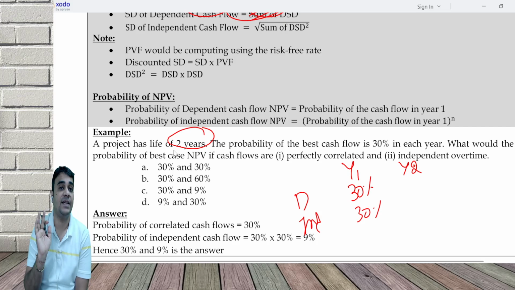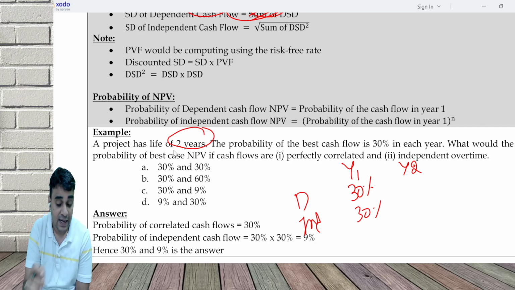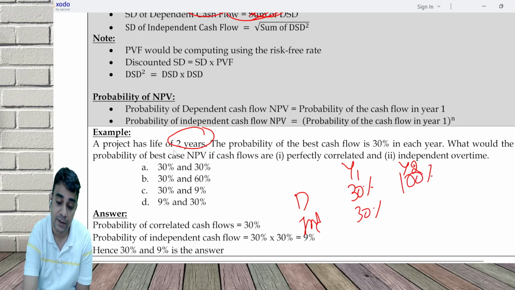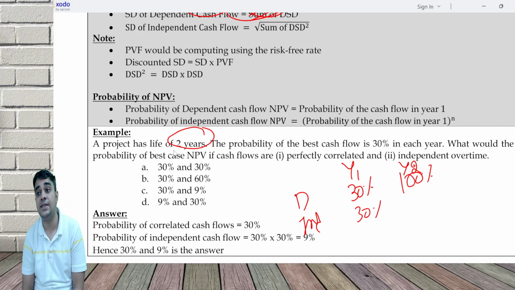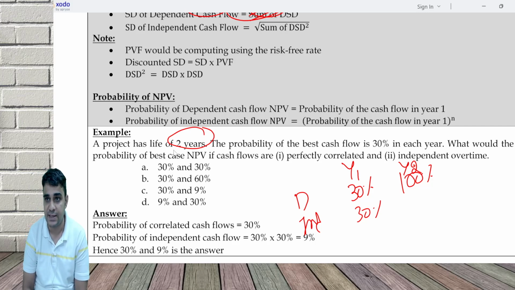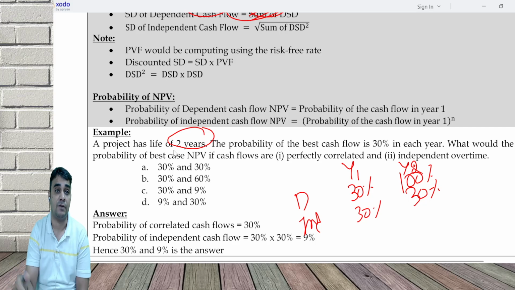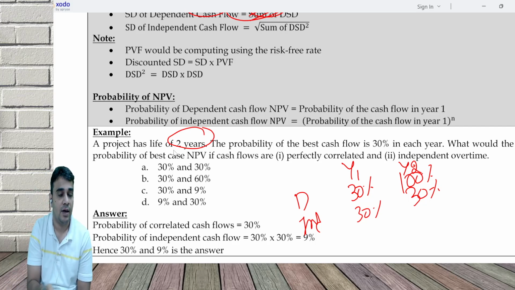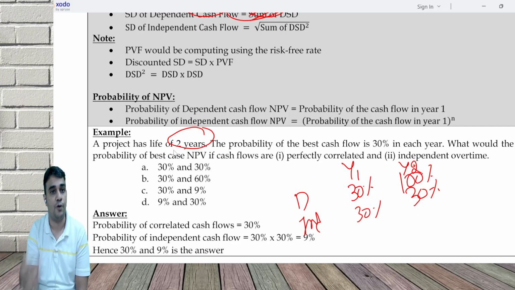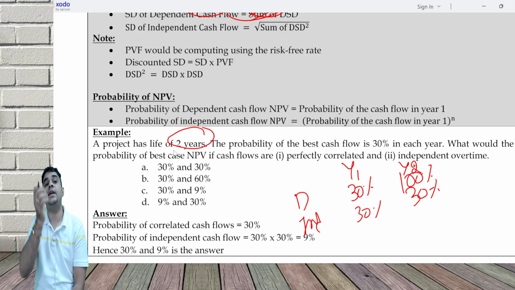First year best happening is 30% chance. If it is dependent, second year best happening is 100% because first year best has happened. Independent means second year again 30% chance, third year again 30%, fourth year again 30%. That is like when you toss a coin, first time you got heads, second time will be heads only, third time heads only, that is dependent. When you toss a coin, it is an independent scenario.